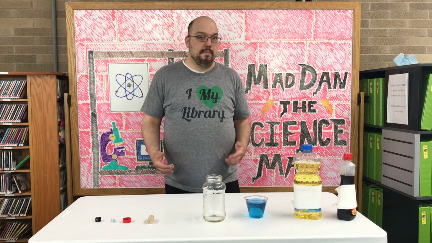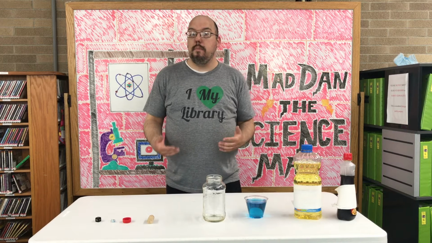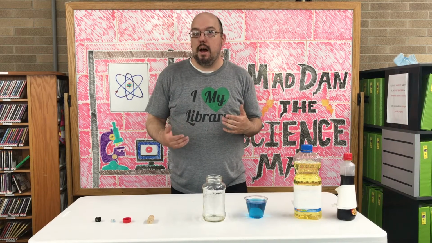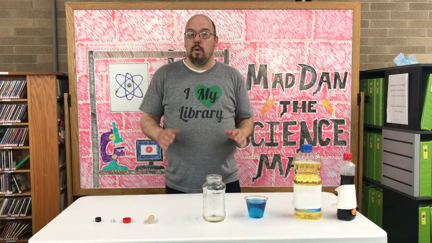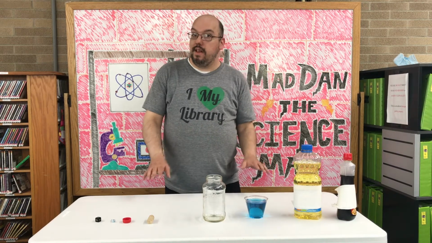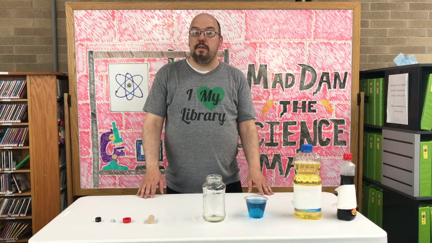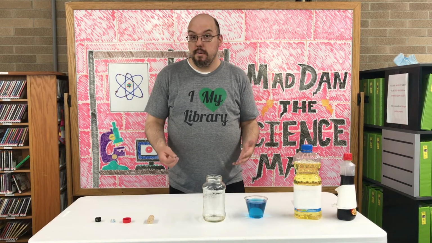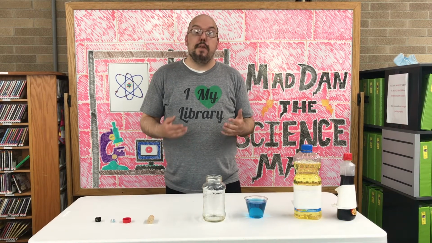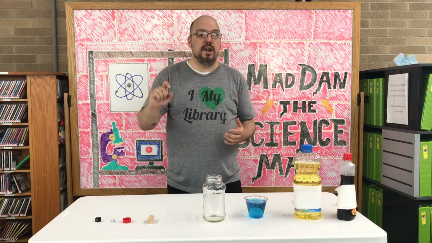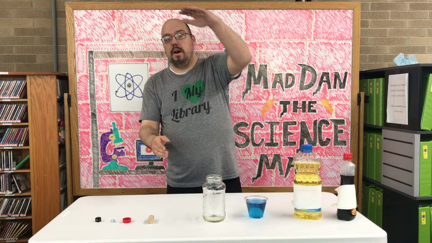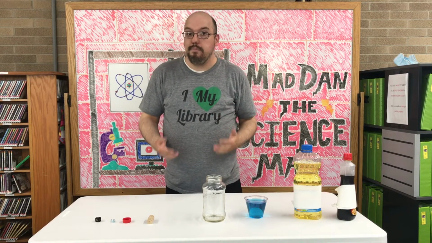I'm Mad Dan. Last time we talked about pressure and how water and air can do odd things. This week we're going to be talking about density. This is still our summer reading program, and the theme this year is Imagine Your Story. The story we're looking at is The Princess and the Pea, and how having one really dense little object can affect everything above it in really odd ways.